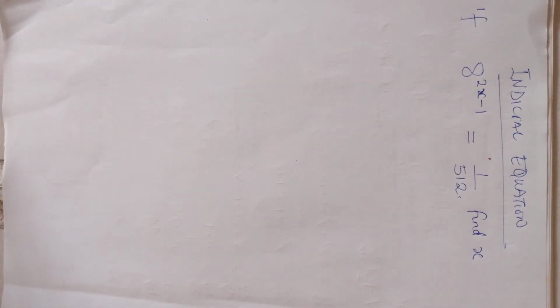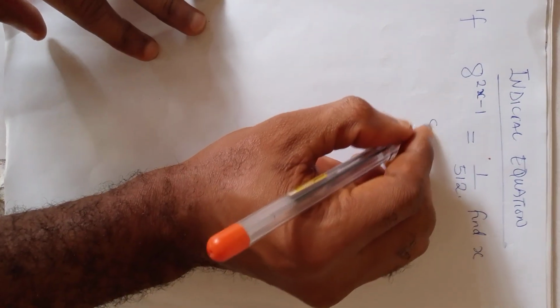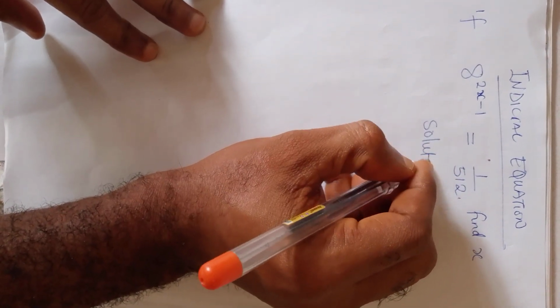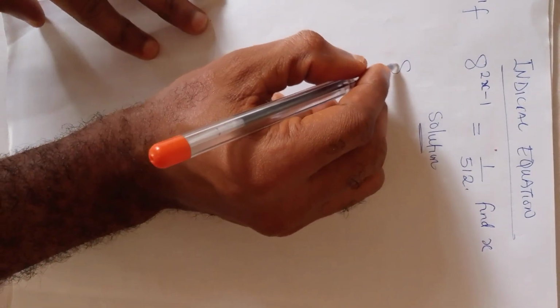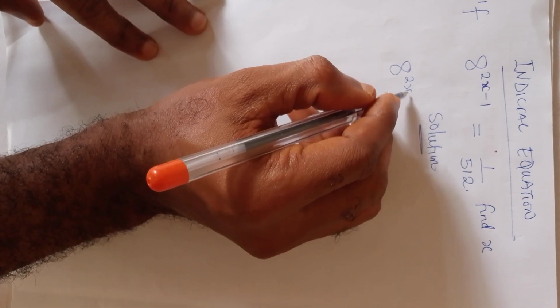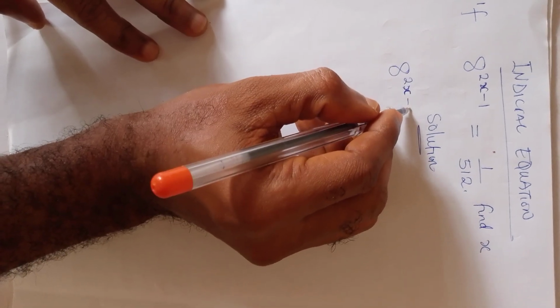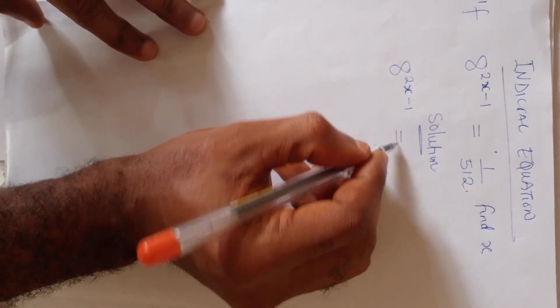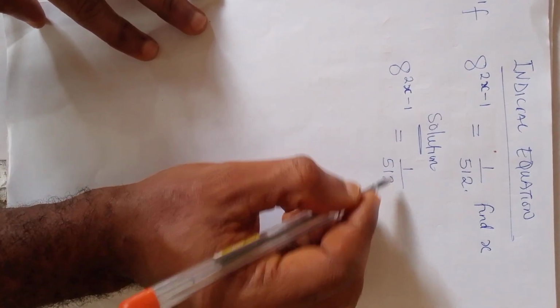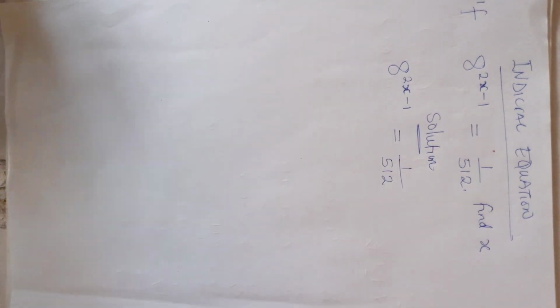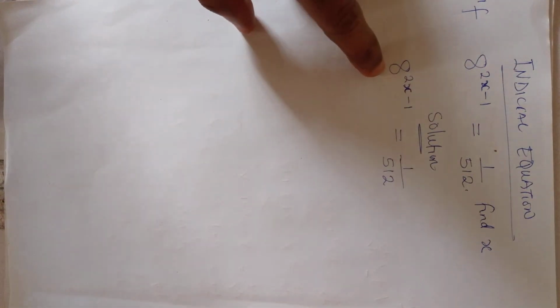Hello viewers, still on Indicial equation. We are going to solve this problem. So solution. So we have 8 raised to power 2x minus 1 equal to 1 over 512. Okay, and we know that the base here is 8.